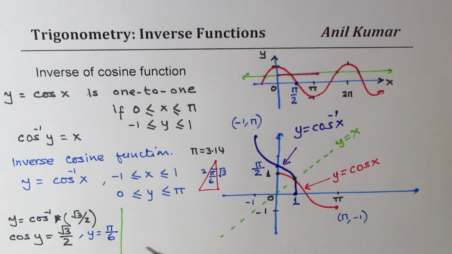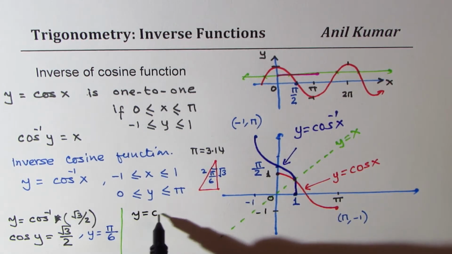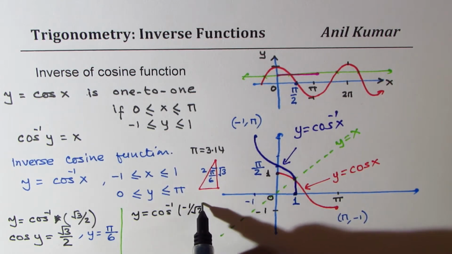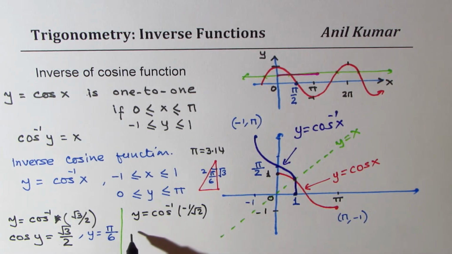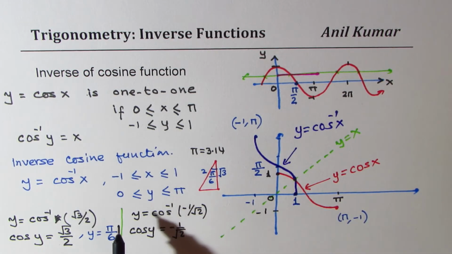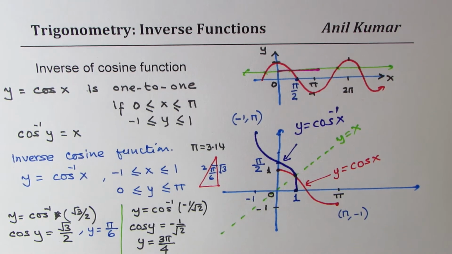Now if I take a negative value, for example, y equals cos inverse of minus 1 over square root 2, what is y? You're looking for cos y equals minus 1 over square root 2. And in the domain, which is from 0 to pi, the value of y should be equal to 3 pi by 4. You get an idea, right? So that is how you could find the solution of inverse functions, with the help of what we've learned just now.